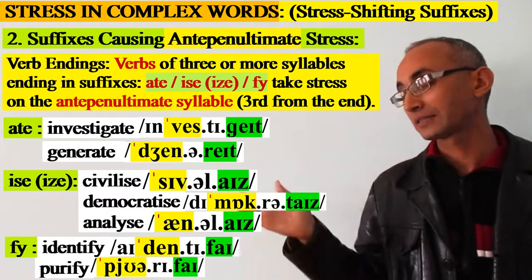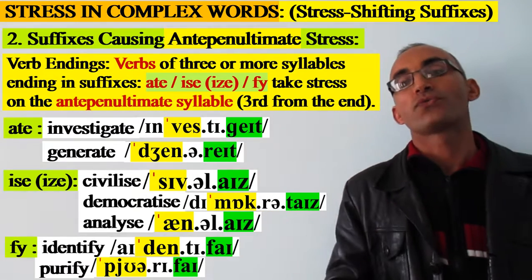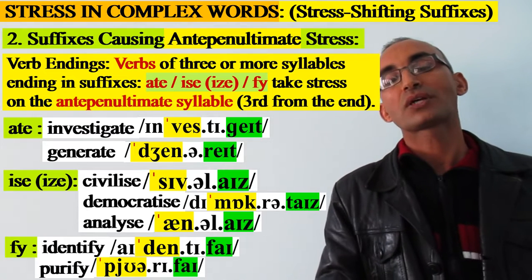Clear? It receives primary stress because it's the anti-penultimate syllable in this three-syllable verb ending in -fy. So be careful about these three endings and suffixes when they come at the end of a three-syllable or longer verb in English. It is the case of an anti-penultimate stressed syllable.